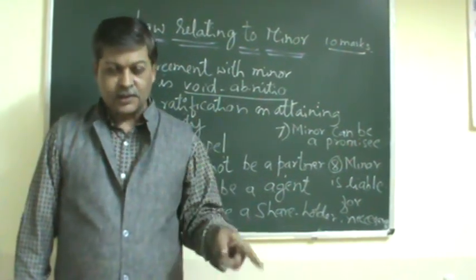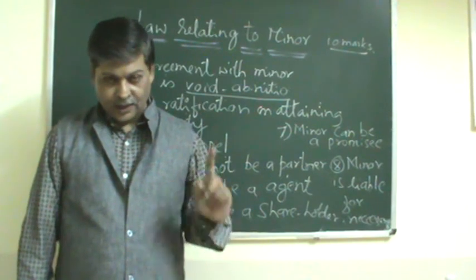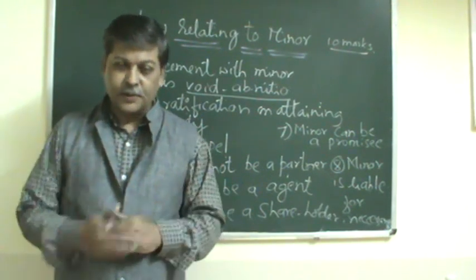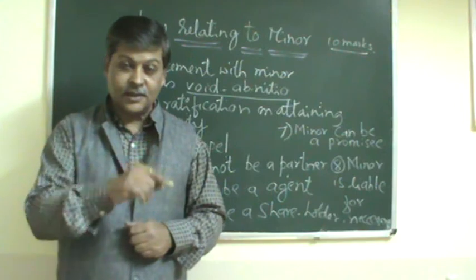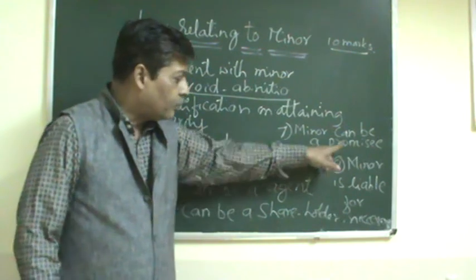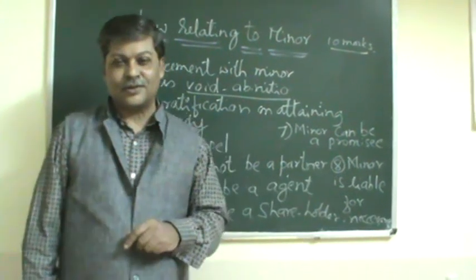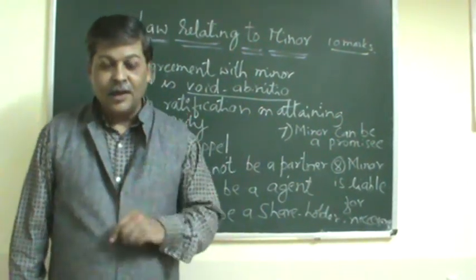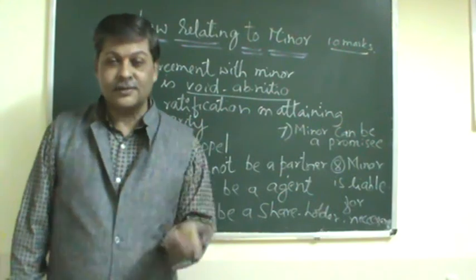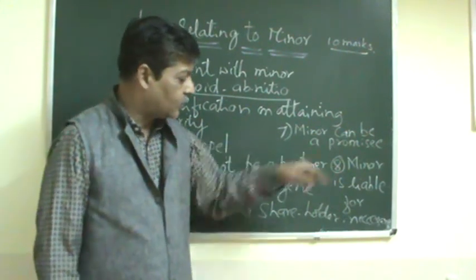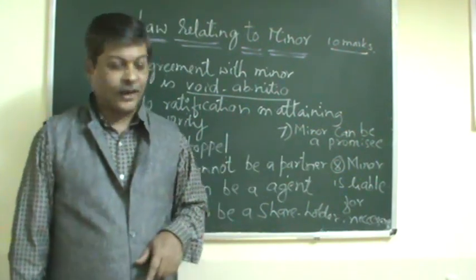And in this case, the court said that A is liable to pay 20,000 rupees to the minor, because in this case, that minor was a promisee. So a minor can be a promisee in the Act. He can be a promisee there. So like this, this is another most important thing you have to note.